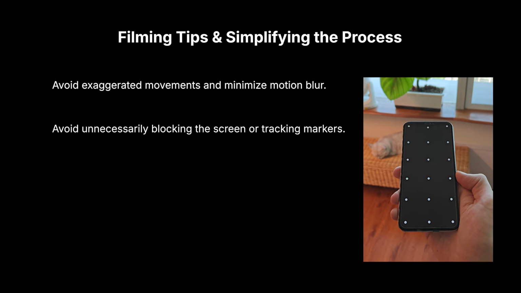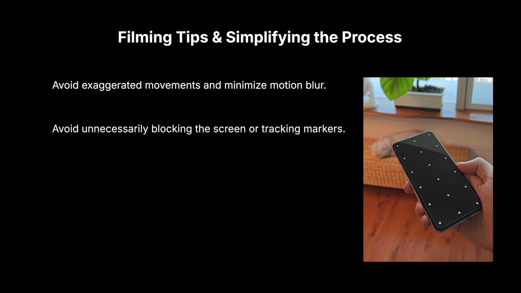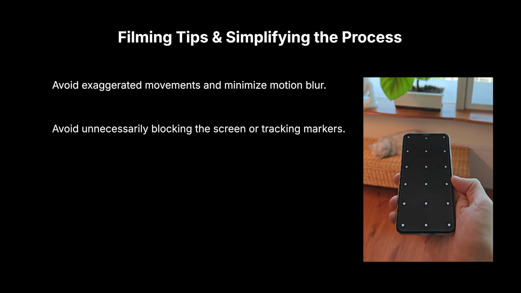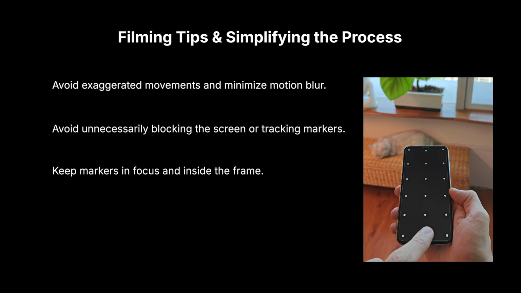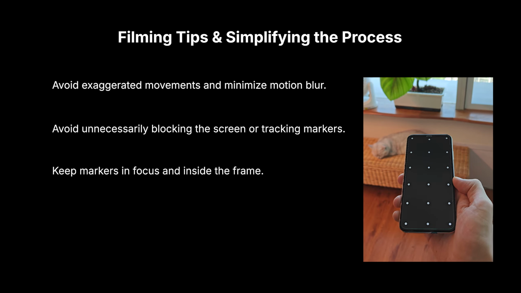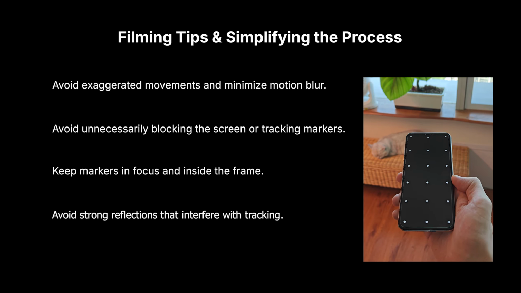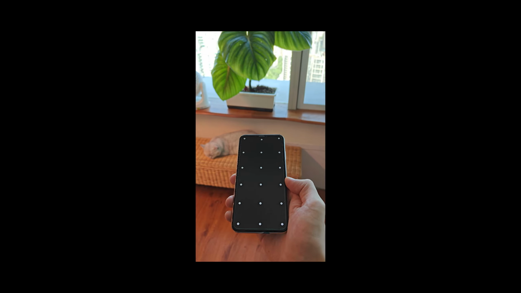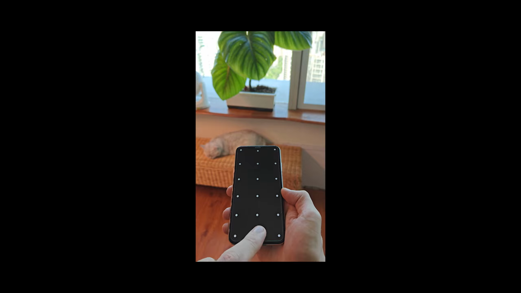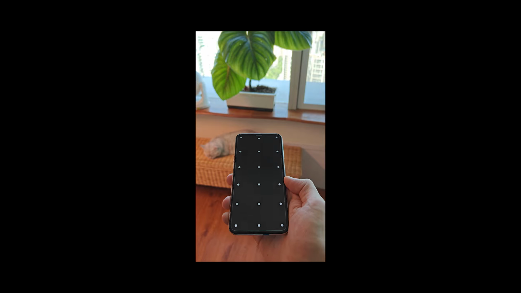Avoid blocking the screen or tracking markers unless you plan to rotoscope that area. We'll need to do it when interacting with the screen, but otherwise it only creates extra work. Try to keep all markers in focus for the whole clip. Also make sure they don't go out of frame. Finally, it's best to avoid sharp reflections that can interfere with the tracking. There are quite a few things to think about when filming, but it's probably the most important step. If you manage to get good footage that allows for a stable track, the rest will be easy.